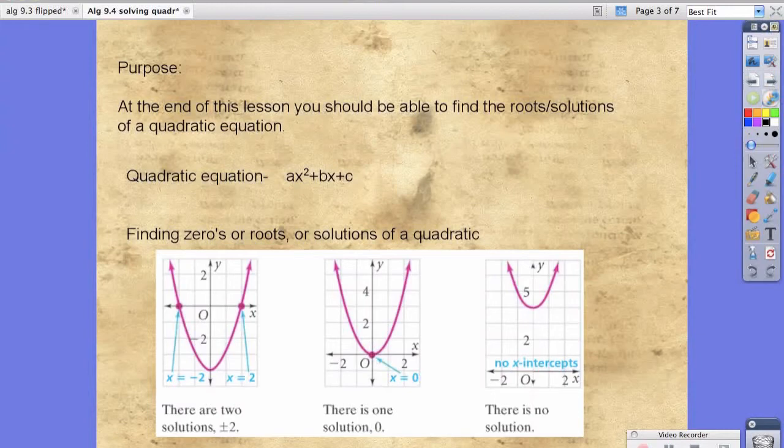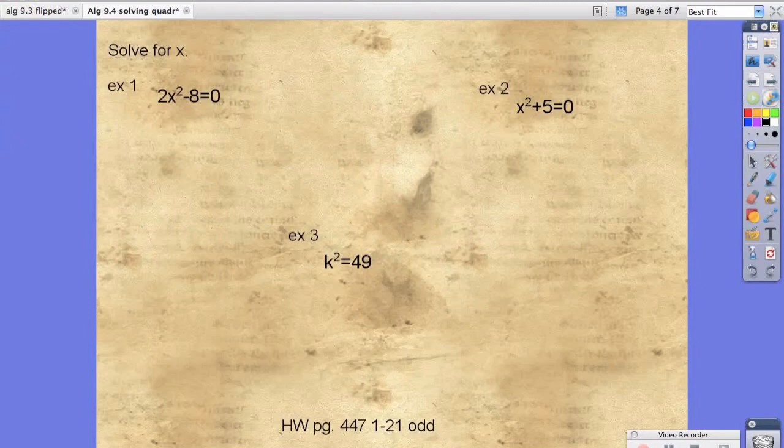And these are all important because when we did our marshmallow launch, the time that we started and the time it hit the ground, those were all considered roots because that's when it would have crossed our x-axis, or our ground, so to speak. So, let's try a couple quick examples.